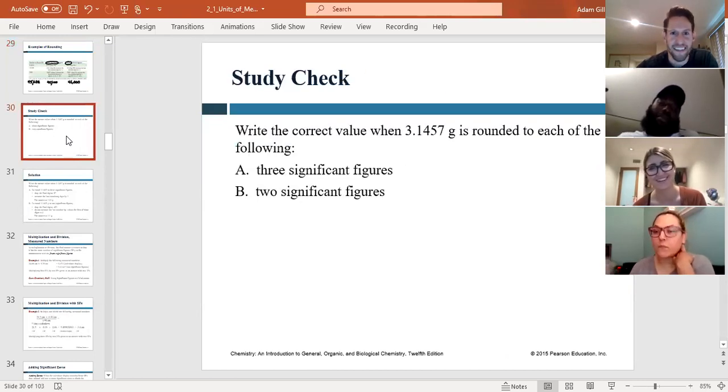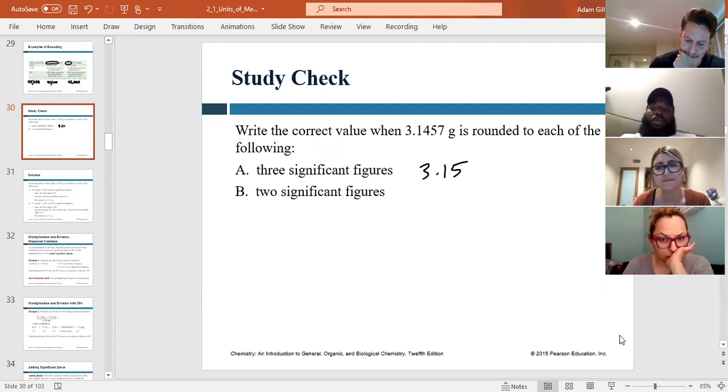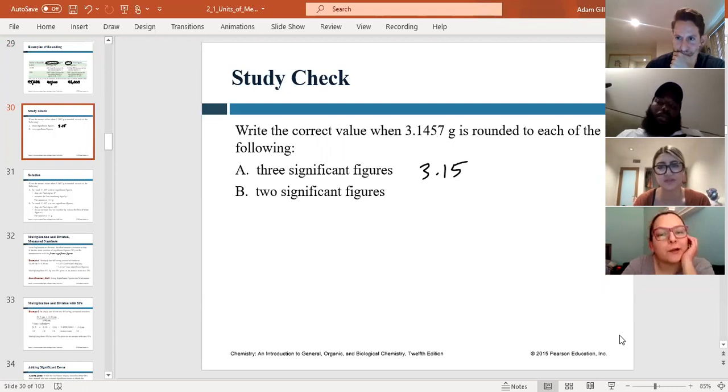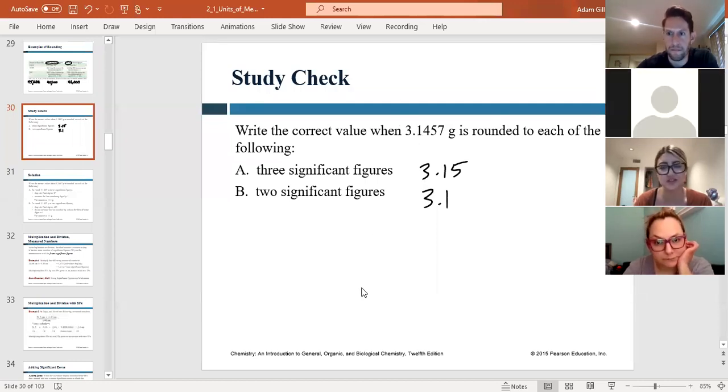Okay. All right, write the correct value when 3.1457 is rounded to each of the following. 3 sig figs. 3.15. 3.1. 3.15, yes. Yes. So the reason why we don't need zeros out here is because there's a decimal. Okay.